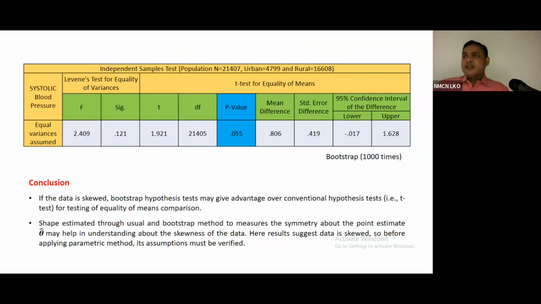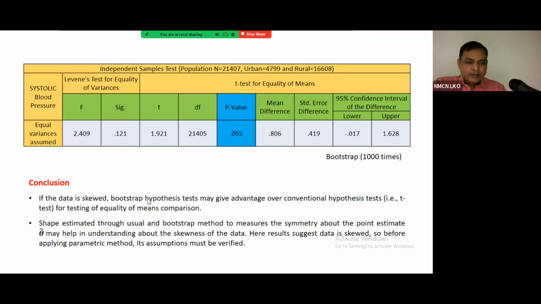When we compare this sample result with the population, here we see the population size is 21,407. When we analyze the actual situation in the population, we found that the population also suggests that these differences are not significant. Here the p-value is 0.055. So it means Bootstrap is suggesting the right things in the smaller samples.